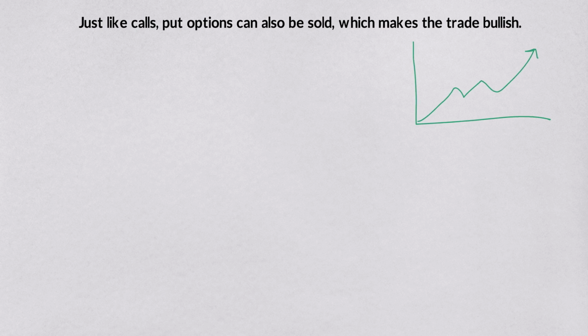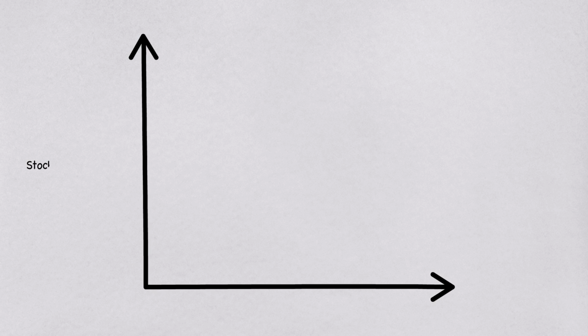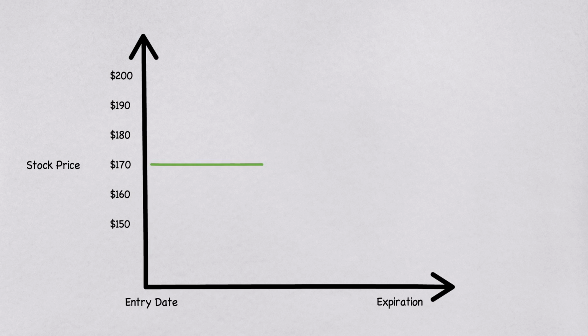Now, just like call options, put options can also be sold, and that turns the trade into a bullish position. So let's go ahead and look at an example just to illustrate how that would work. Let's look at a stock that is currently trading at $190, and instead of buying a put, we actually sell the 170 put, and we collect $7 for selling that put.